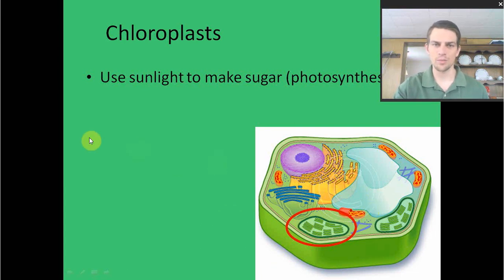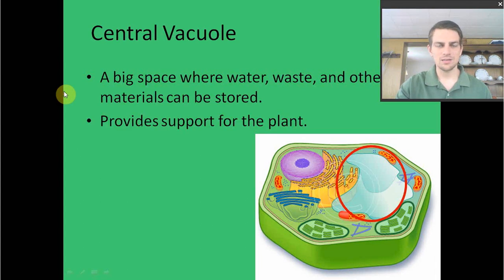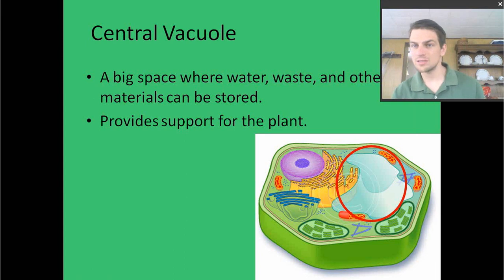It's not an animal cell anymore. The third part that I want you to know that is unique to plant cells is the central vacuole. Now, the central vacuole is really just this big, what looks like an empty space. So it sometimes takes up most of the cell. So you look here and you see this great big bubble-looking thing. That is a central vacuole.